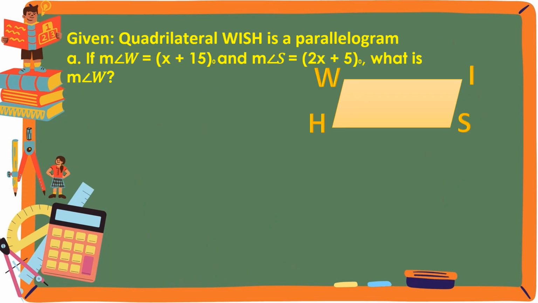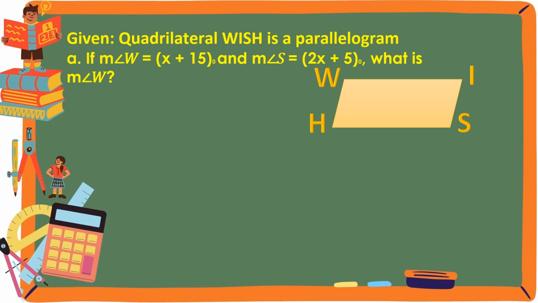So, una, number 1 dyan, given quadrilateral WISH, if the measure of angle W is x plus 15 and the measure of angle S is 2x plus 5, what is the measure of angle W? So, if you are solving a problem, you have to draw first. Okay, lalo yung nasa ating assessment and engagement part, walang nakalagay na drawing. So, kailangan kayo mismo magdodraw. But on the next video, I'm going to show to you kung paano yung drawing para hindi na mahirapan mag-solve.